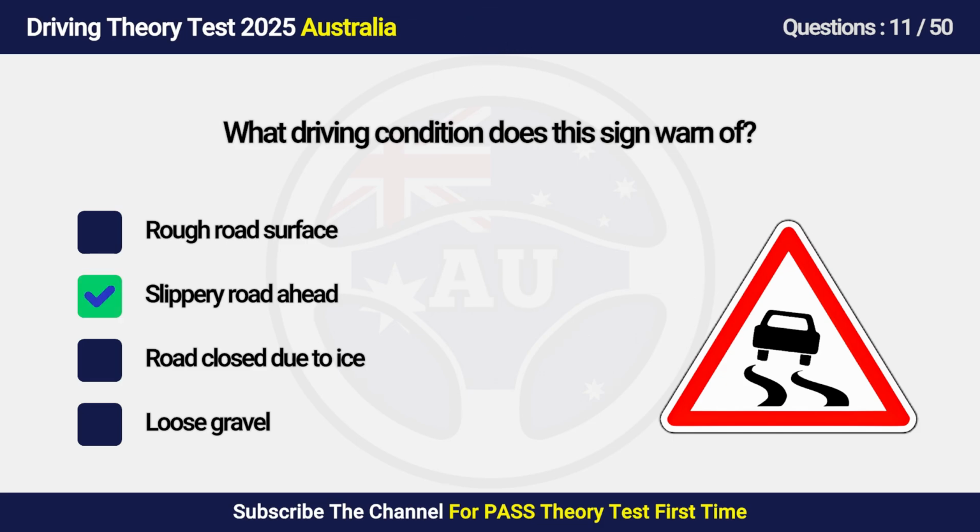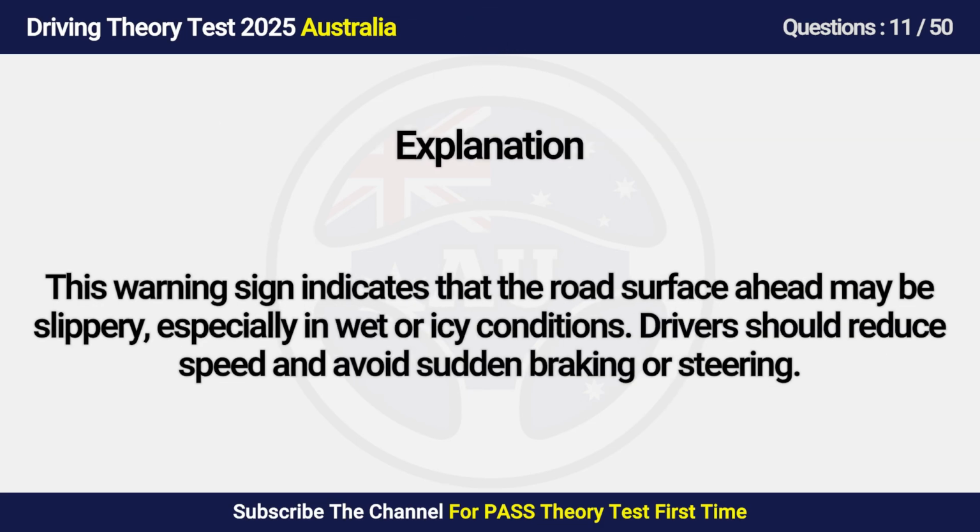Answer is B. Slippery road ahead. This warning sign indicates that the road surface ahead may be slippery, especially in wet or icy conditions. Drivers should reduce speed and avoid sudden braking or steering.